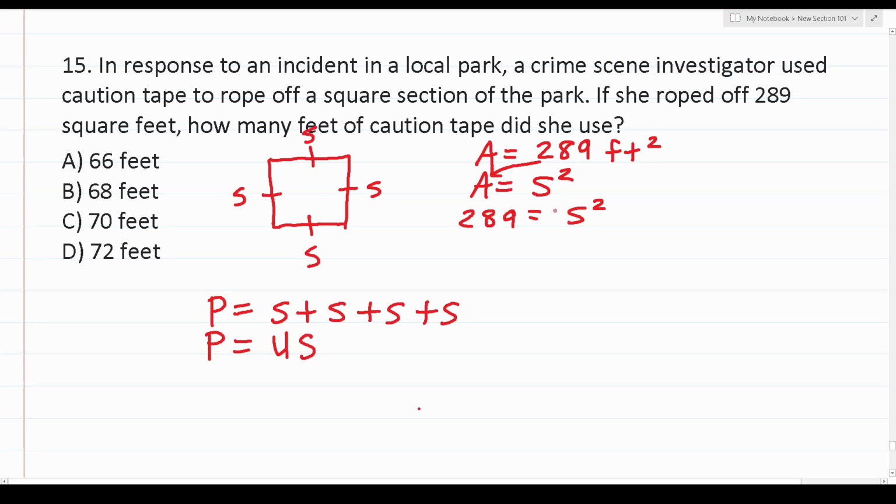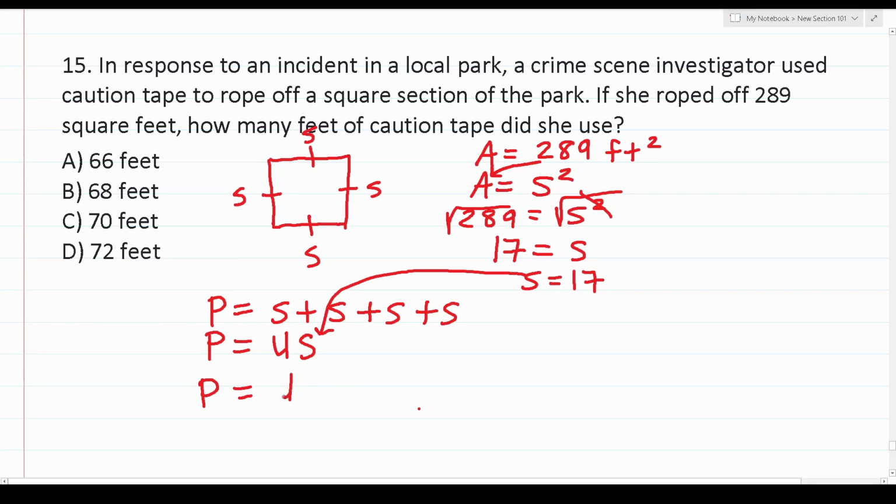Let's take the square root of both sides to just get S. This crosses out, leaving you with just S on this side. What is the square root of 289? That's 17. So S in this case is 17. Now we can take this S and plug it in right here. So this becomes P equals 4 times 17. Let's go ahead and work that off to the side so as not to make any mistakes here.